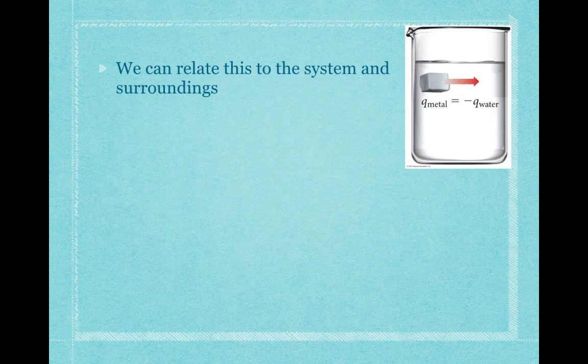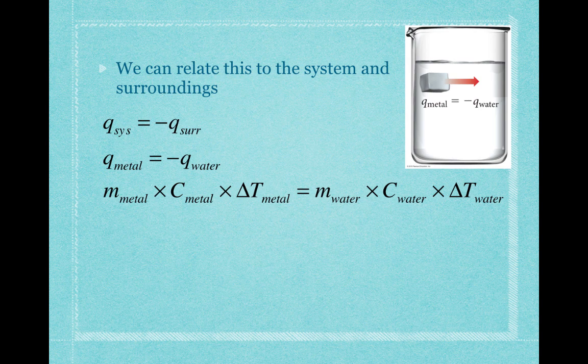So let's kind of relate this to this concept of system and surroundings. So we can have that Q of the system is equal to negative Q of the surroundings. So we're going to make our system the metal, since that's what we heated up, and then we put it into the water. So we know that Q of the metal is going to equal the negative Q of the water. So what that means is that the mass of the metal times the specific heat of the metal times the delta T of the metal is equal to the mass of the water times the C of the water times delta T of the water. What I'm actually missing here, as I just noticed, is a negative sign here, because I have a negative heat.